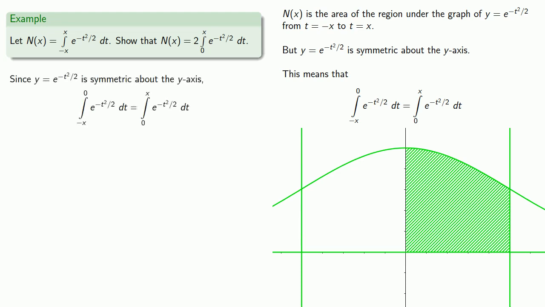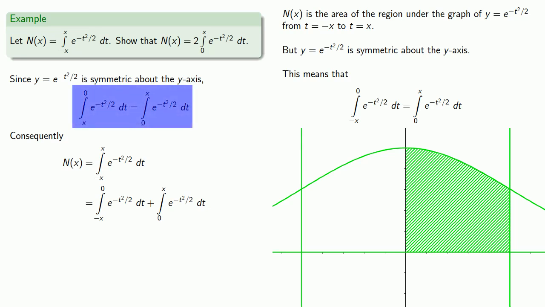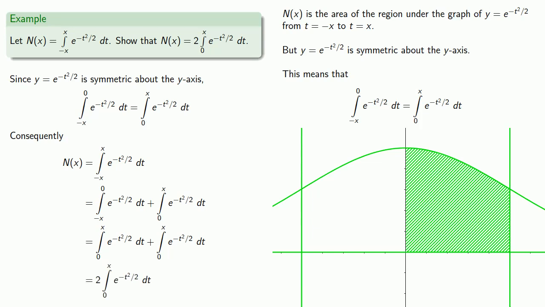Is that useful? I don't know. Let's try it and find out. If you don't play, you can't win. We know that n of x is defined as this definite integral. We also have this additivity property of the definite integral. We can split the integral at 0, and so our first integral runs from minus x to 0, and our second runs from 0 to x. But wait, we know that this integral from minus x to 0 is the same as the integral from 0 to x. And so now I have two copies of this definite integral from 0 to x, which gives us the result that we want.